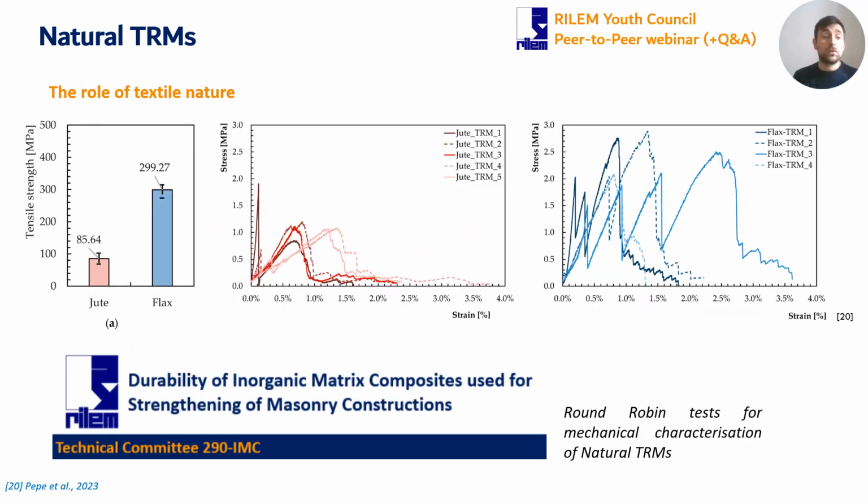I must say that the nature of the textile also has a significant impact on the mechanical response of the material. For instance, here we can see an example in which we have used both jute and flax fibers, with a significant difference in tensile strength. When we look at the tensile response of the composites, in the case of jute, which was the weaker material, we have the occurrence of only one crack and a much lower capacity of the entire composite, while in the case of flax we have many cracks and a higher capacity. So the textile nature is an important aspect.